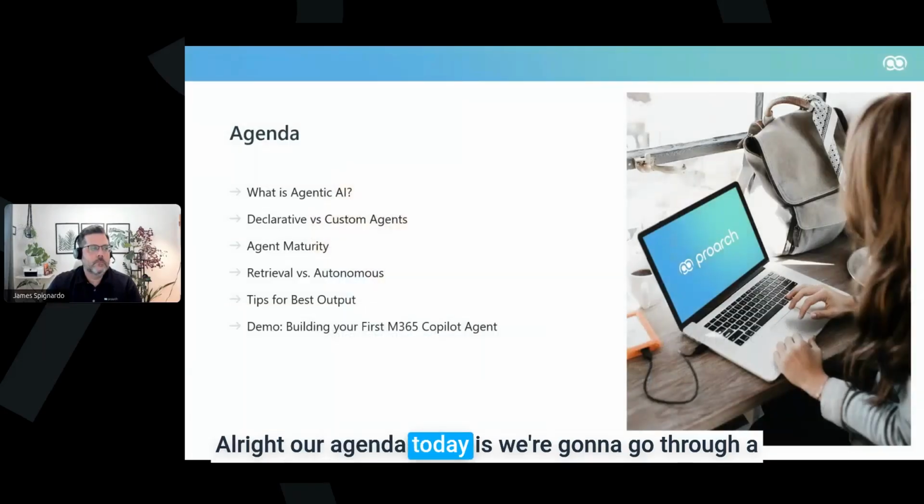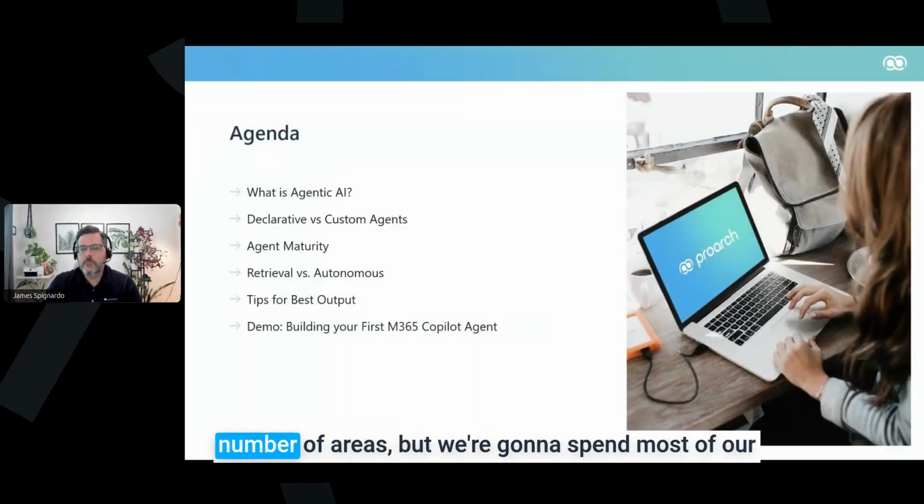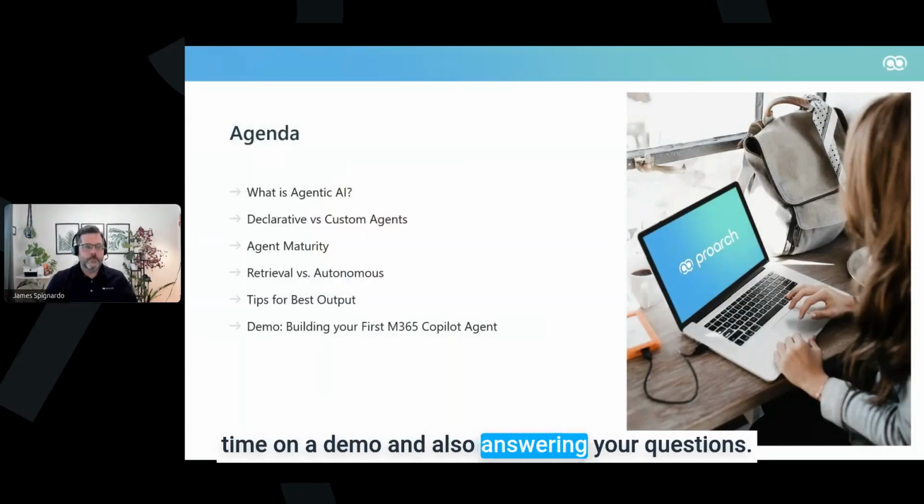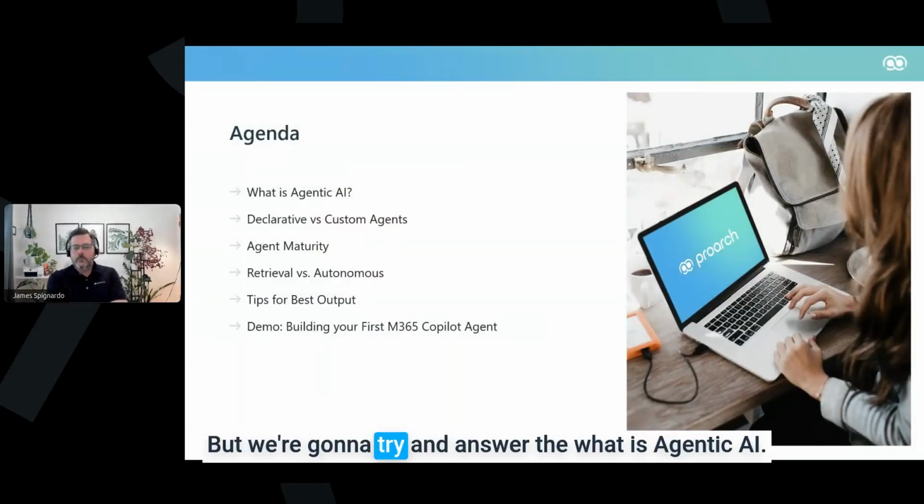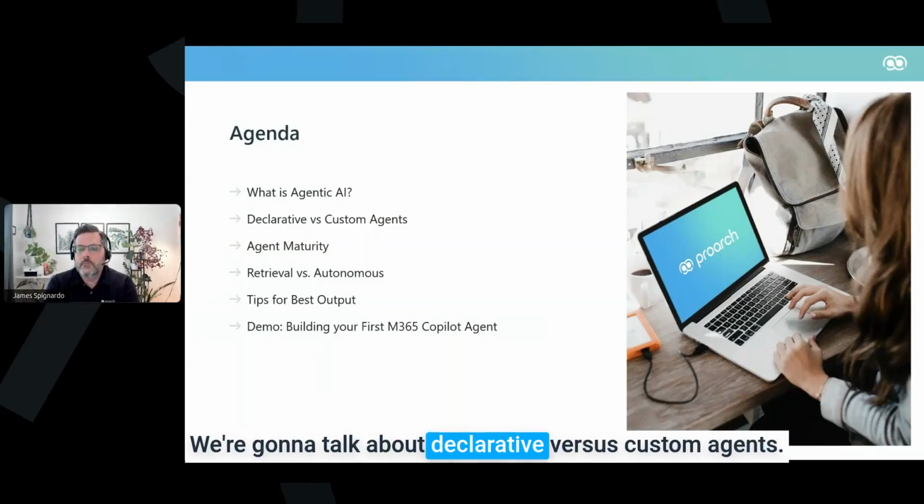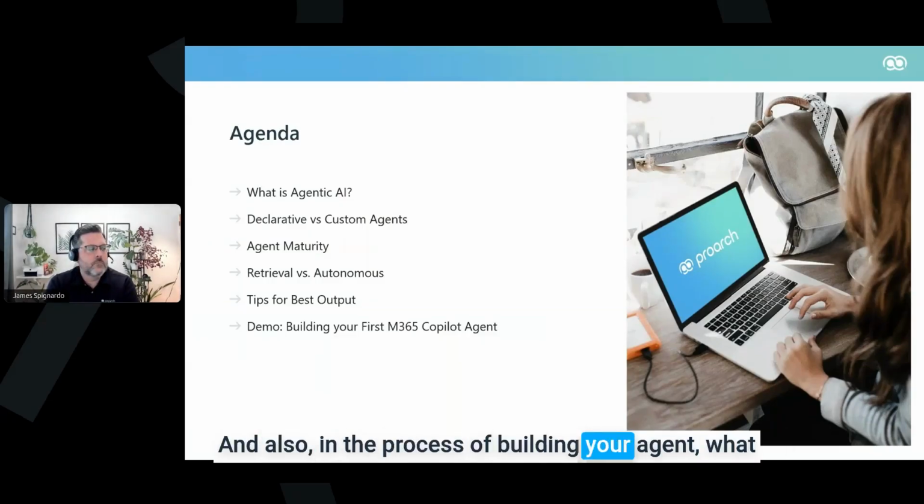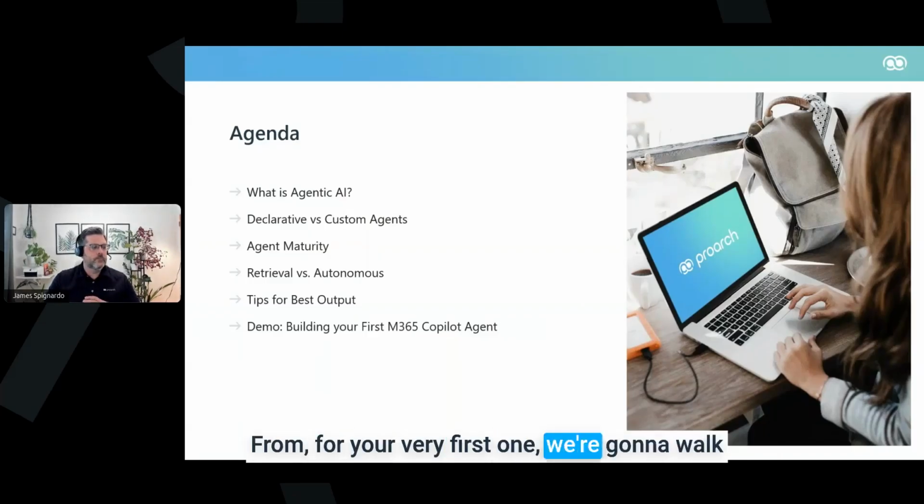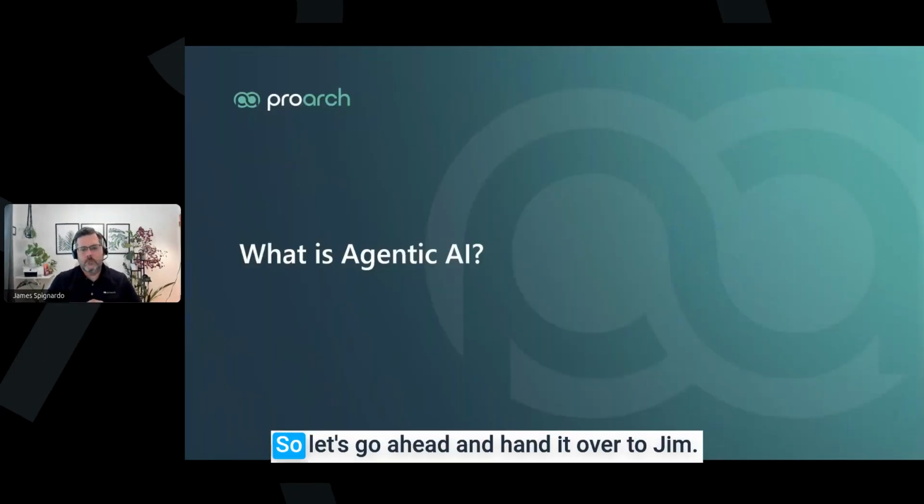All right, our agenda today is we're going to go through a number of areas, but we're going to spend most of our time on a demo and also answering your questions. But we're going to try and answer the what is agentic AI. We're going to talk about declarative versus custom agents. And also, in the process of building your agent, what different maturity levels and tips about building them for your very first one. We're going to walk through this first, but then we're going to do it for you. So let's go ahead and hand it over to Jim. Jim, take it.